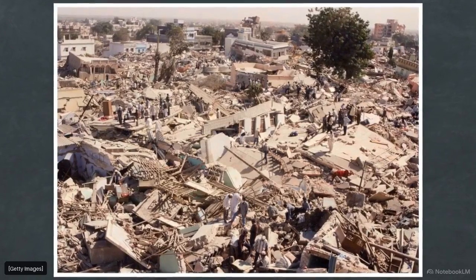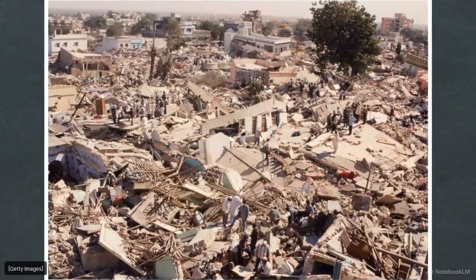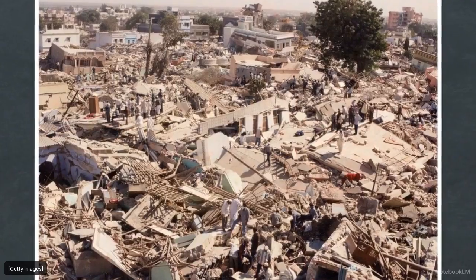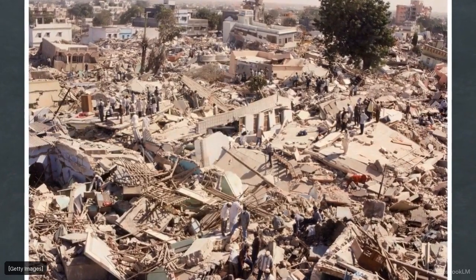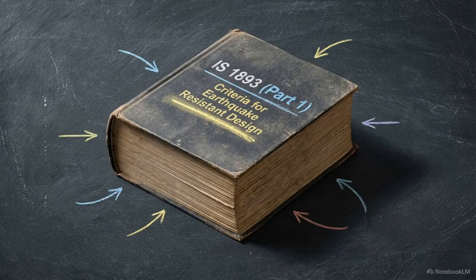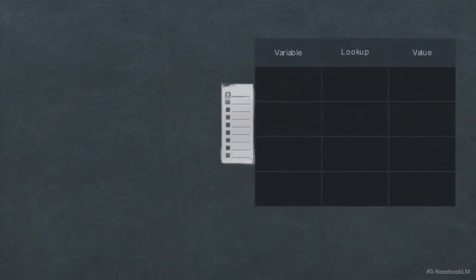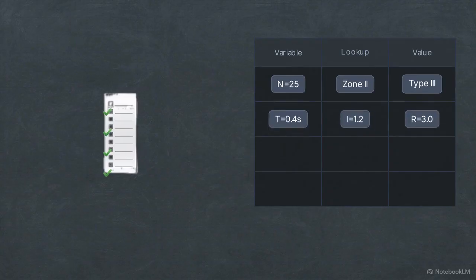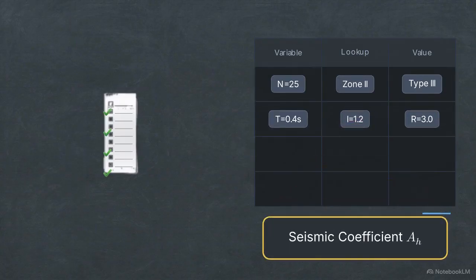When the 2001 Bhuj earthquake struck Gujarat, thousands of concrete structures were reduced to rubble in seconds. The ground itself failed. To prevent this level of structural collapse, the Indian engineering industry relies on IS 1893, Part 1, Criteria for Earthquake-Resistant Design. But in practice, this code is often treated as a bureaucratic checklist. Engineers plug numbers into tables and extract coefficients without questioning the physics behind them.